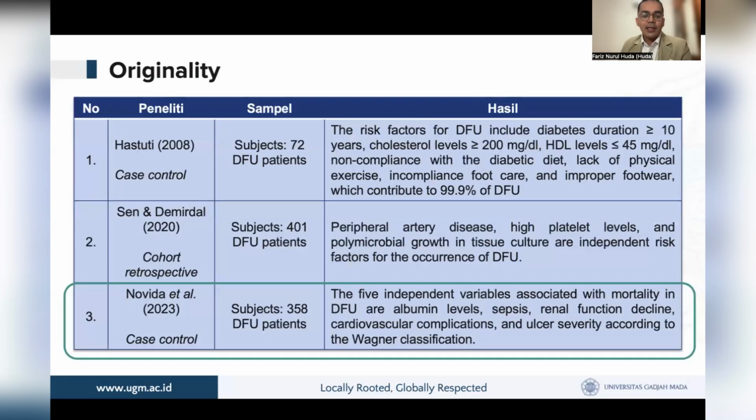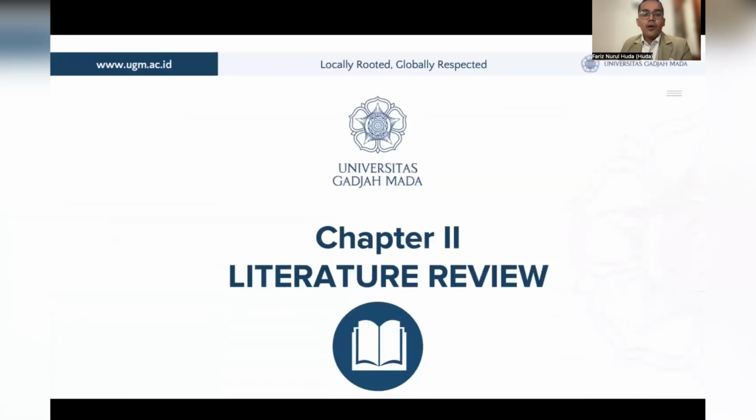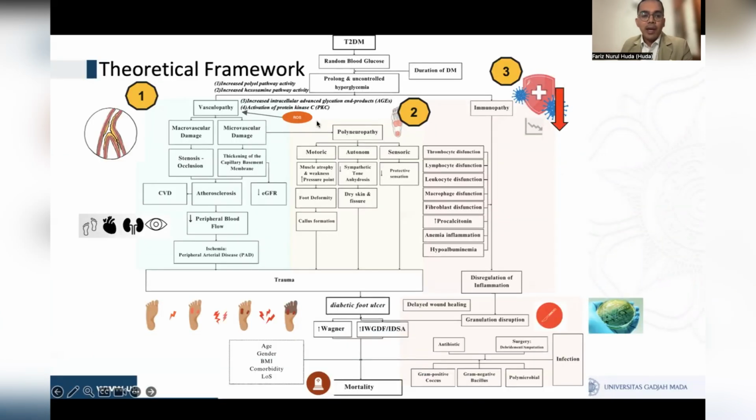From the previous study, we highlight that they made a scoring system of mortality in DFI. Actually, there are three main pathophysiologies: the first one is vasculopathy, the second one is polyneuropathy, and the third one is immunopathy. All of them are caused by prolonged and uncontrolled hyperglycemia.